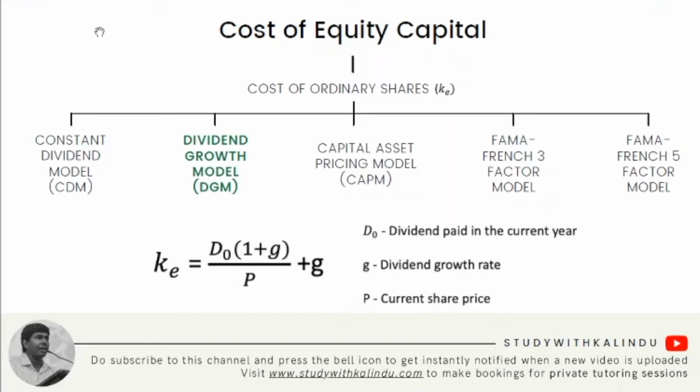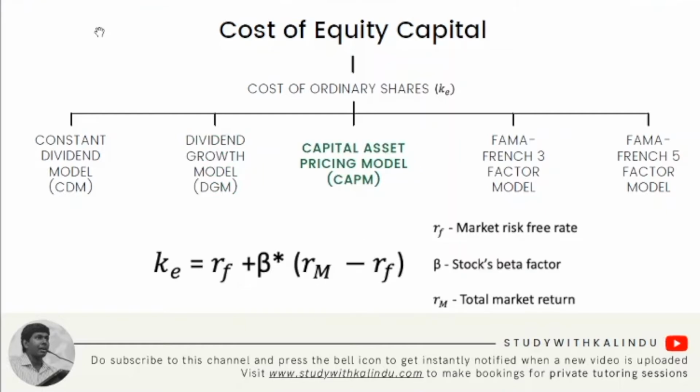So, next year's dividend divided by the current share price. But since the dividend is on a growth trajectory, you add the growth rate as well. That gives you the cost of equity. In the capital asset pricing model, you have separate assumptions.